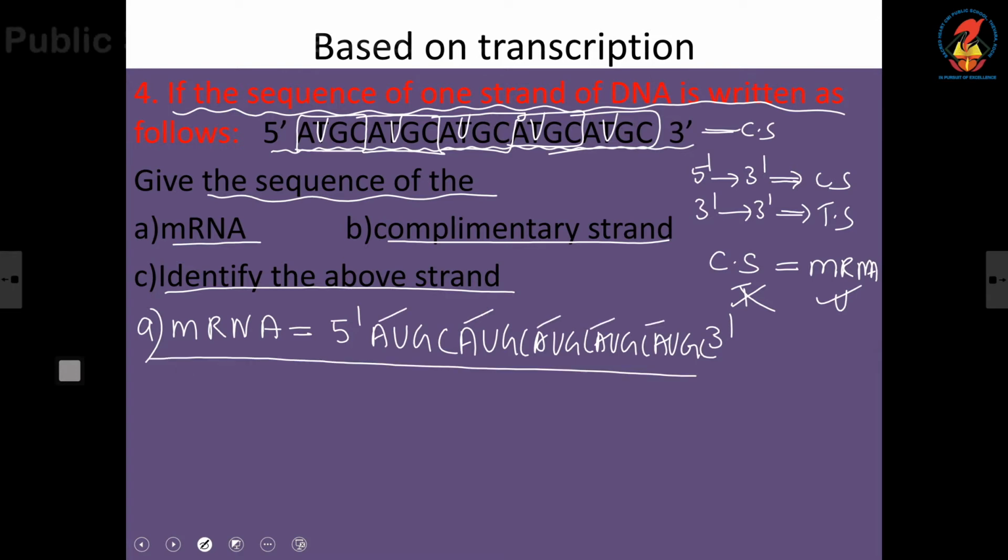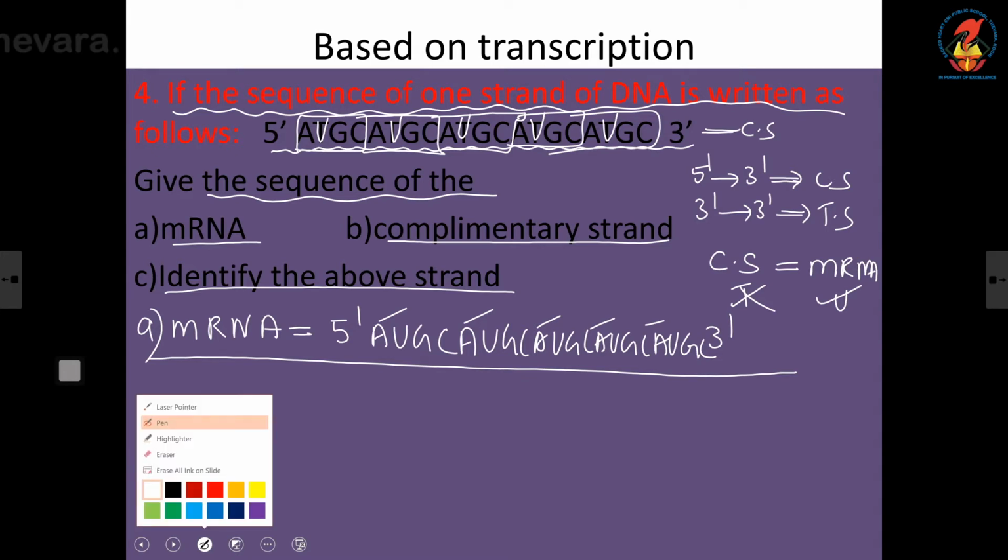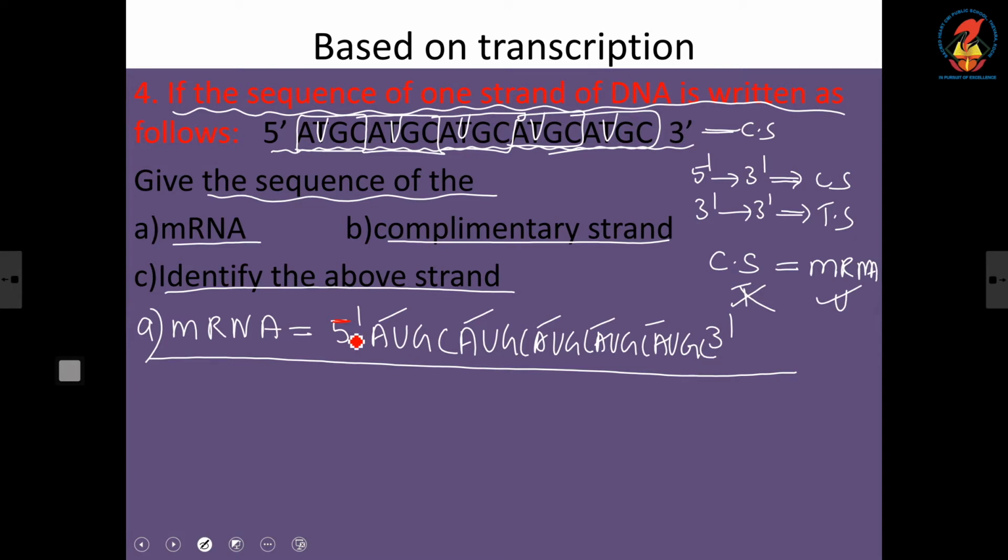So I have answered the first question. And don't forget to indicate the polarity. I am giving another color, so you will never forget. The polarity is very, very important. Don't lose marks.